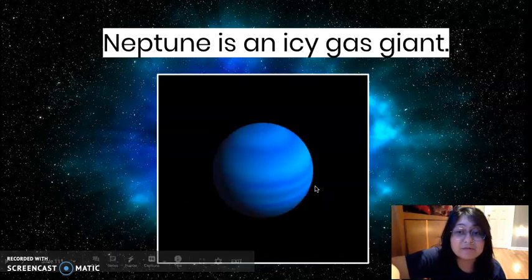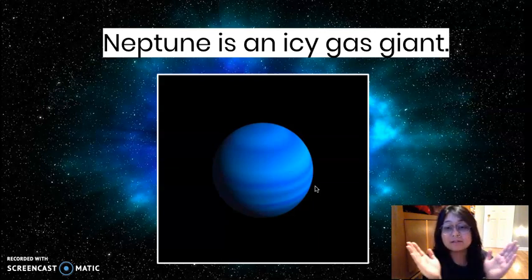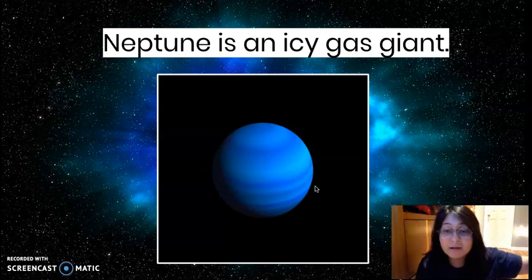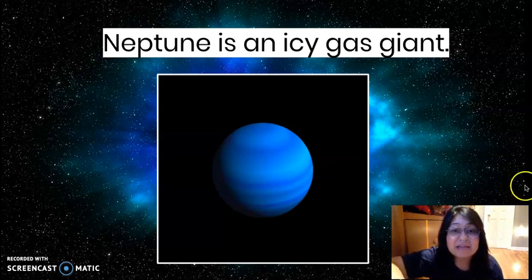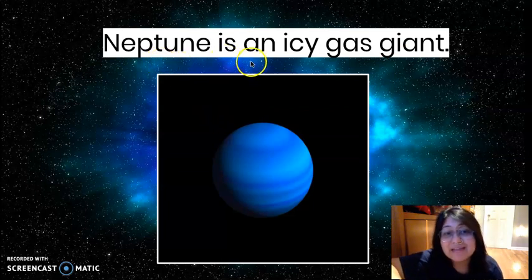Now, the next one. Neptune is an icy gas giant. So remember our 3 states of matter: we have solids, we have liquids, and gases. So Neptune is an icy gas giant. That means that Neptune is super cold because it's so far away from the sun, and it is gassy and icy. All right, so reading with Miss Puri while I point. Neptune is an icy gas giant. All right, one more time. Neptune is an icy gas giant.